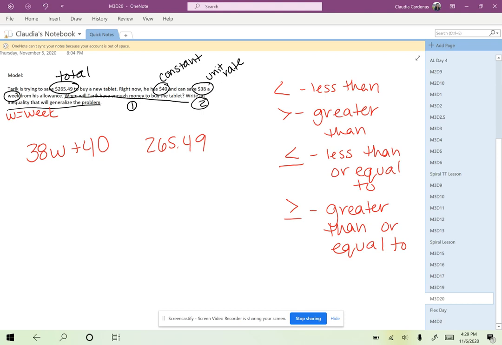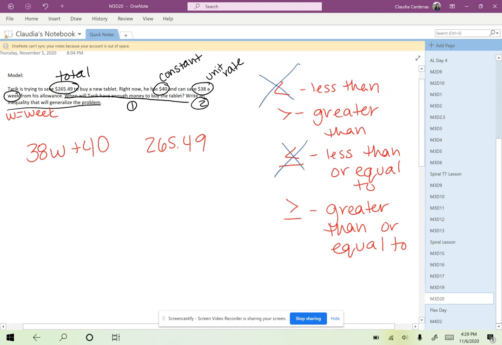Okay. Well, it's asking for when will Tariq have enough money. So we know it's not just equal to this amount. So looking at our inequality as it sits right now, which one would be the best fit? Well, if we said the amount is less than $265, so if I put the less than sign here, would that be enough money for him to buy the tablet? No, it wouldn't be. He would have to have at least $265.49. So what if we put the equal to sign? Then would it be true? Well, we want his money to be equal to that total amount, but it definitely couldn't be less than it. So that inequality symbol doesn't fit either. So I'm going to cross those two out.